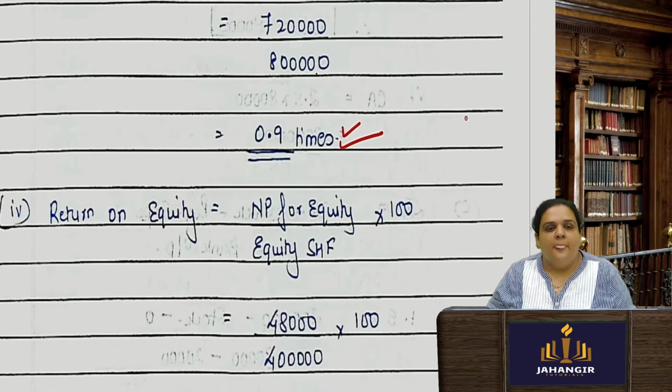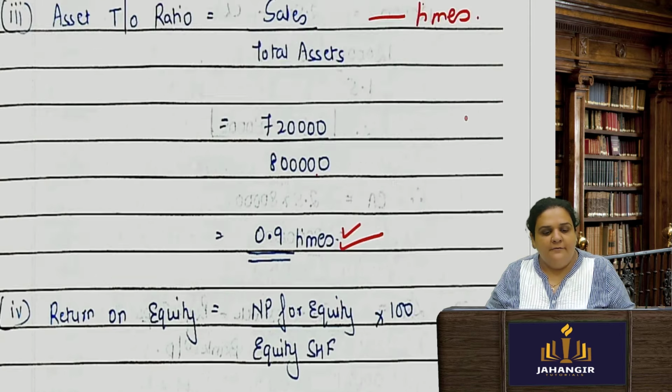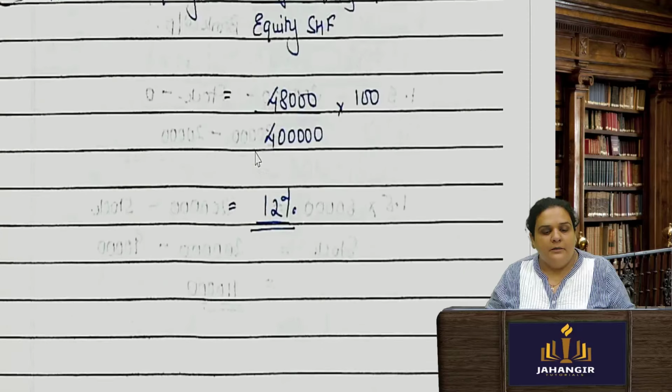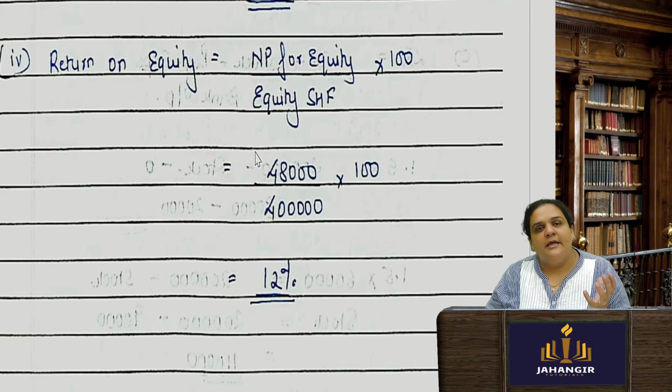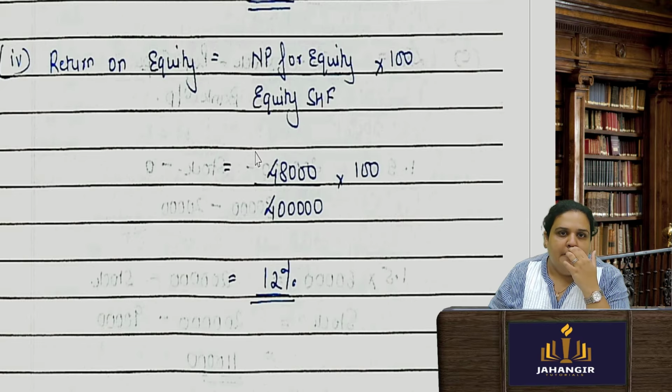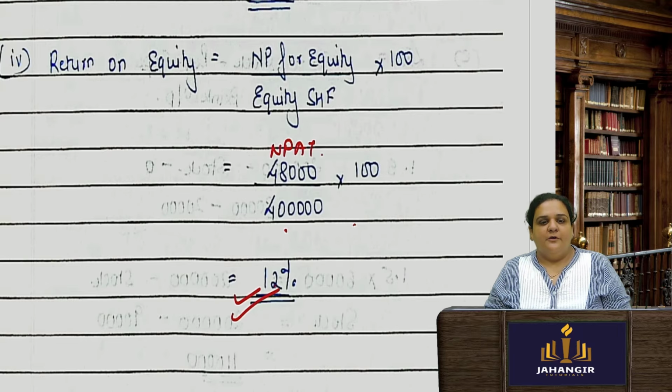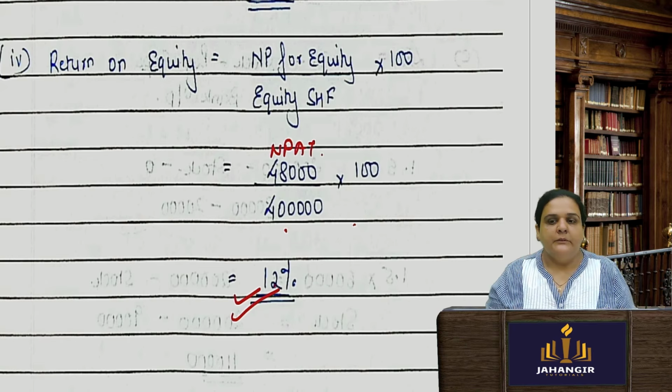Turnover ratios. Return on equity will be the profit available for equity shareholders. I think this will be the net profit after tax itself. Profit available for equity shareholders upon the equity shareholders funds. Entire 4 lakhs is your equity shareholders funds. Nothing is given to me about reserves and surplus and anything. So that total 4 lakhs I am considering. Net profit for equity will be your net profit after tax only in our case, and divide by 4 lakhs into 100, 12% is return on equity. Okay, so we are done with this question also.